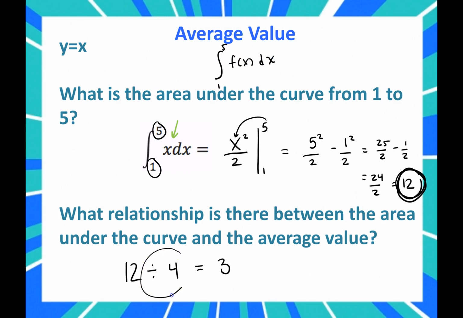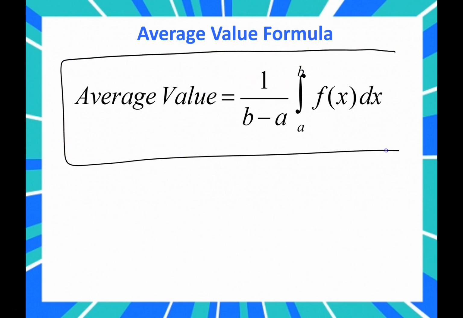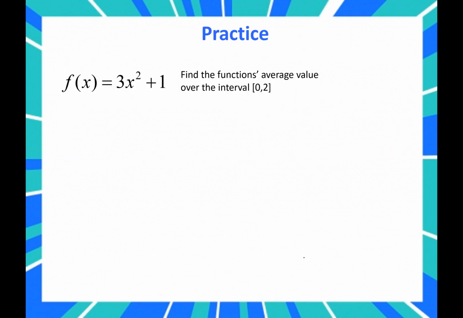And then I said, hey, we have to divide by 4. That's the same thing as multiplying by 1/4. And how did I get the 4? It would be 5 minus 1. So that's the kind of conceptual conversation we've had so far, but moving forward, all we need to know is this formula. I showed you how we got there. So find the function's average value over the interval 0 to 2. So we would have the integral from 0 to 2 of my function.